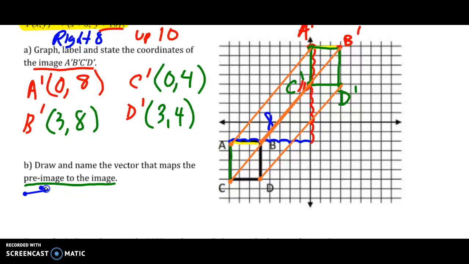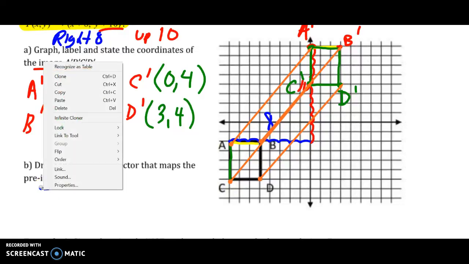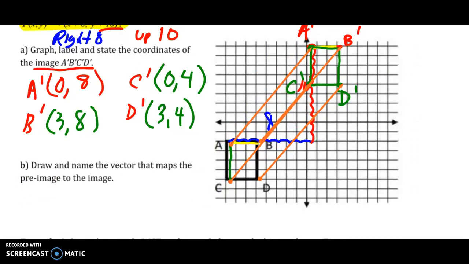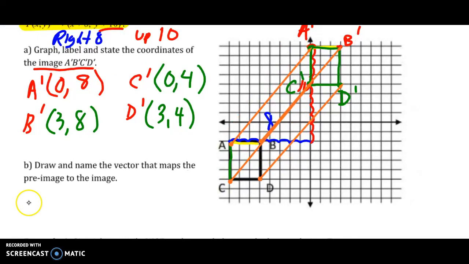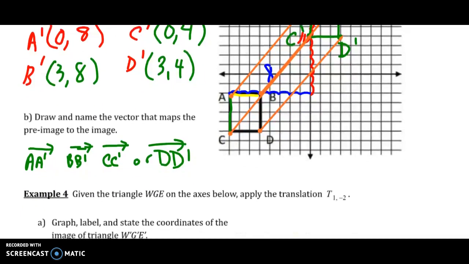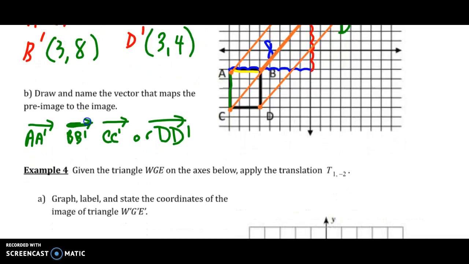So I could have named A to A prime. So again, where I start and where I end up. I could have named B to B prime. Again, with the little vector over it, I could have named CC prime, or I could have named my vector DD prime. Any of these would be acceptable. You only have to name one. Okay, because we know all the vectors that move all of the points are the same. They move the same distance and in the same direction.